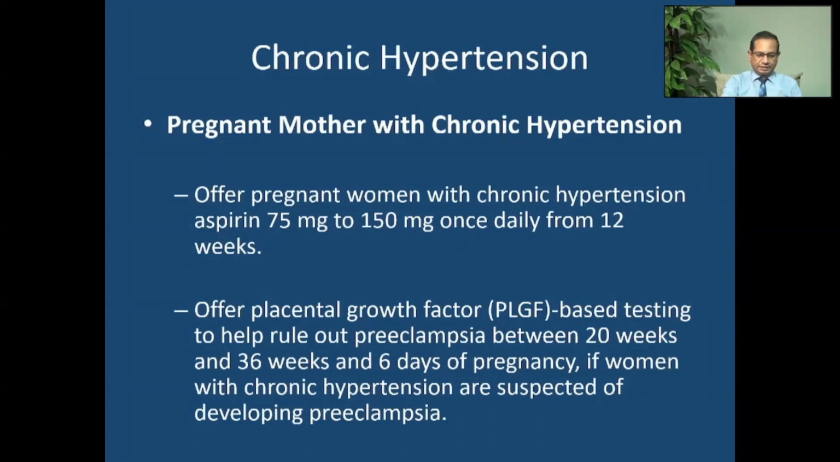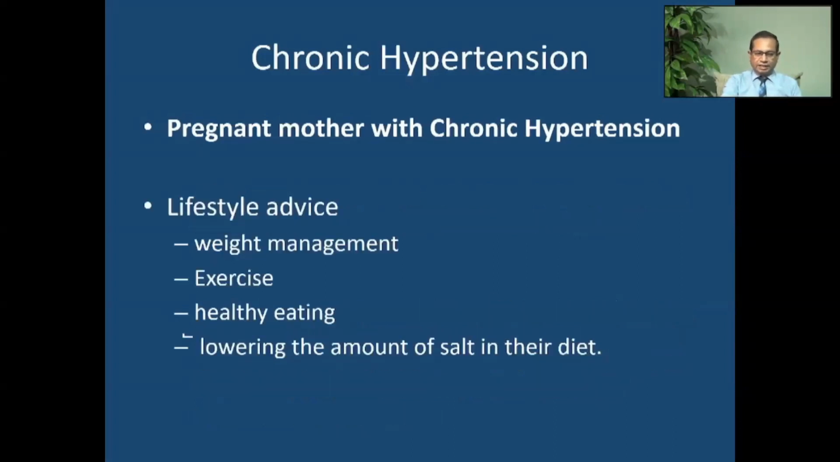During the pregnancy, if you think the patient is at risk of pre-eclampsia, there is a new investigation called placental growth factor based testing to help rule out pre-eclampsia between 20 weeks and 30 weeks of pregnancy if women with chronic hypertension are suspected of developing pre-eclampsia. And also, it's very important to advise about lifestyle. For this patient with pregnancy and chronic hypertension, you always advise about weight management, exercise, healthy eating, and also lowering the amount of salt in their diet. I will come back to the salt intake in pregnancy later on as well.